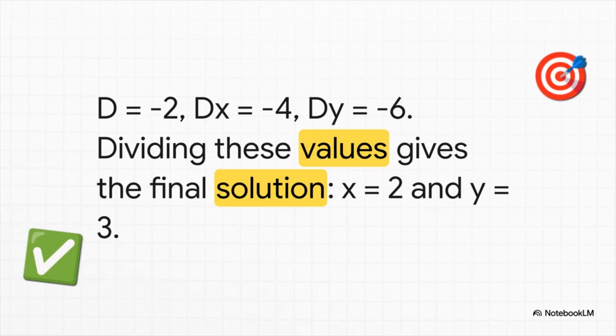Okay, so if you methodically calculated your main determinant D, you should have gotten negative 2. Dx gives you negative 4, and Dy gives you negative 6. Divide those out, and your final solution smoothly reduced down to x equals 2 and y equals 3. It's just such an elegant, highly structured way to solve equations, right?